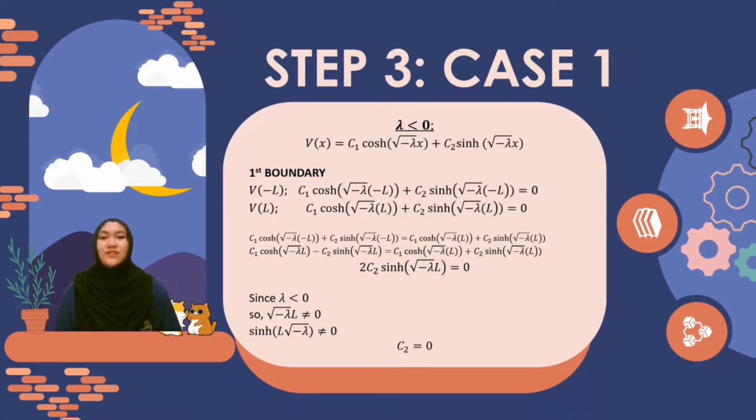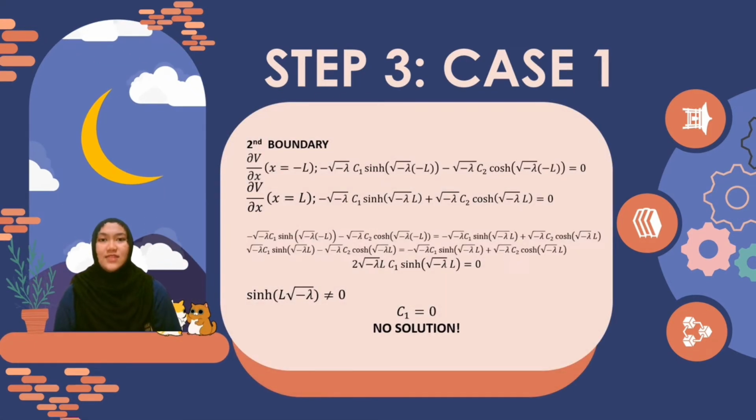Next, substitute the first boundary condition into the general equation. Since the first case condition is lambda less than 0, then we cannot set the square root of negative lambda times L to 0. So, we will get C2 equal to 0. Then, repeat the step by replacing the first boundary condition with the second boundary condition. We will get the value of C1 equal to 0. For this case, there is no solution.